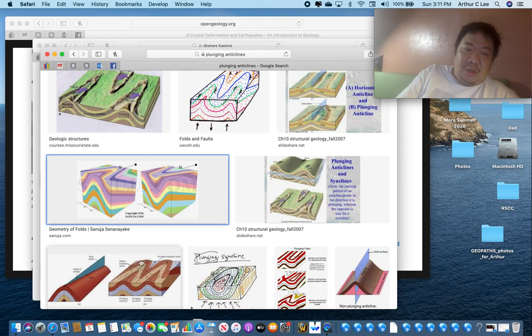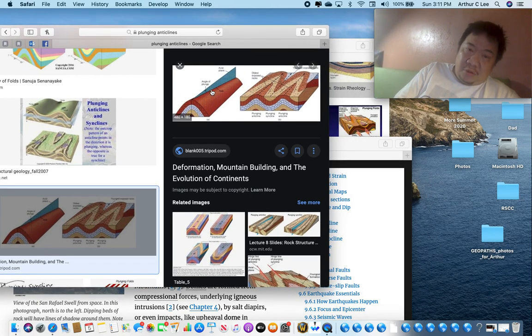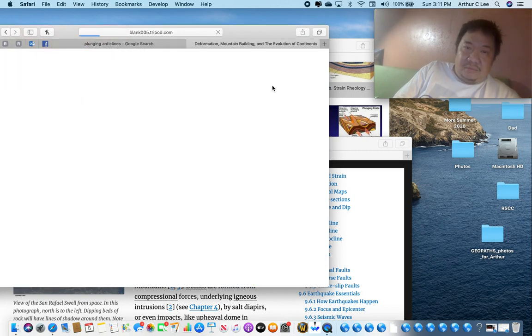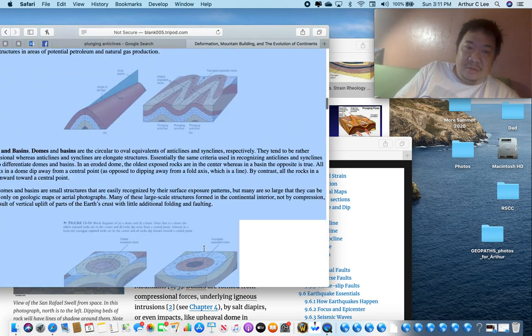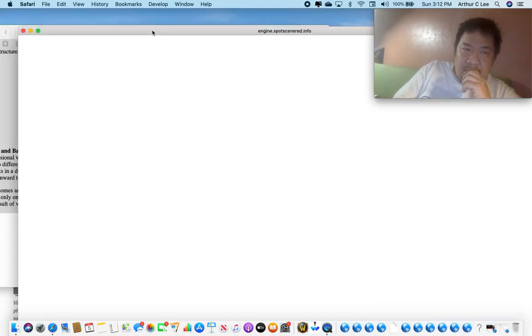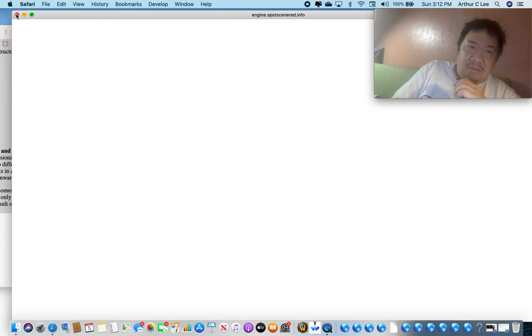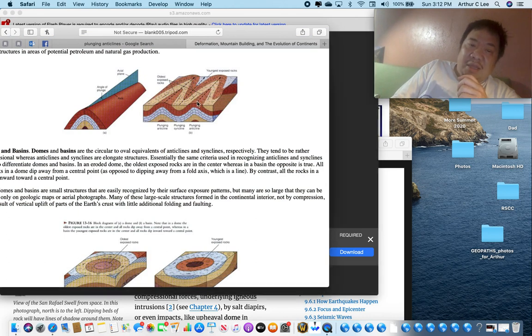So this is what a plunging anticline looks like, for example, right here, where the axial plane is not vertical, and you need to be able to recognize these by looking at a geologic map. Let's see. Anyway, you can see it here. See these strike and dip symbols? The rocks are dipping away from the center of this plunging anticline, which is a bunch of U's like this, instead of the stripes we saw with the non-plunging anticline.